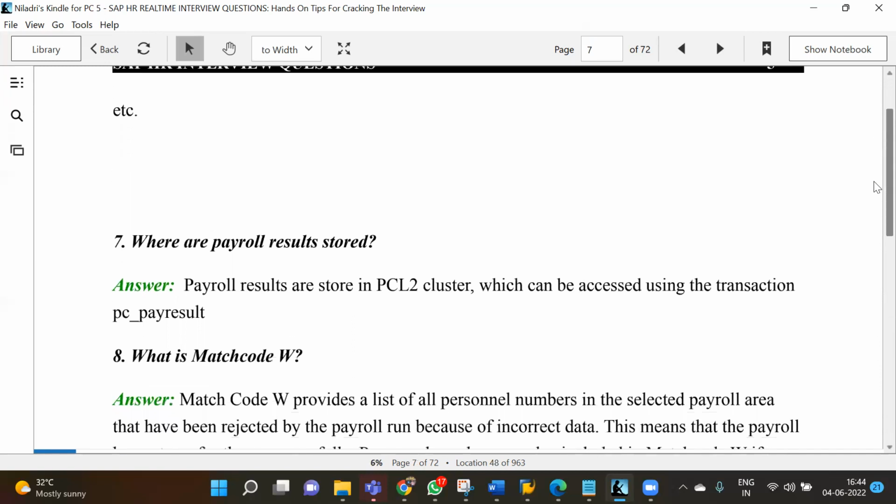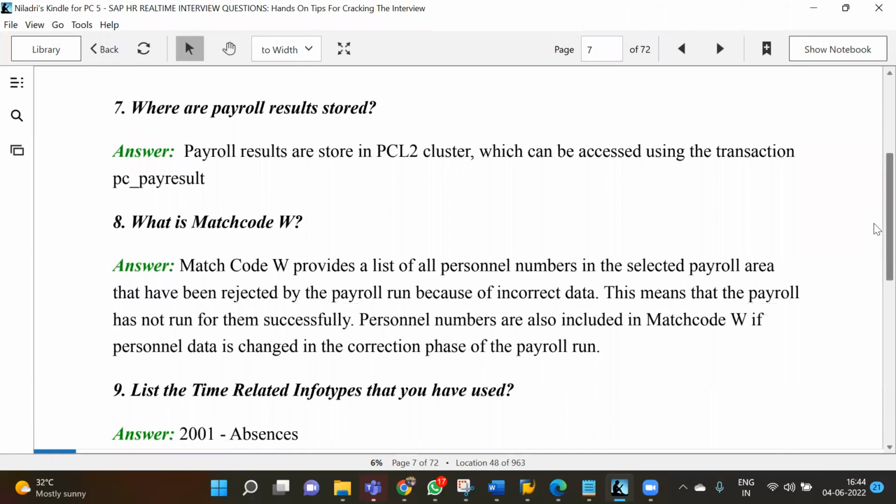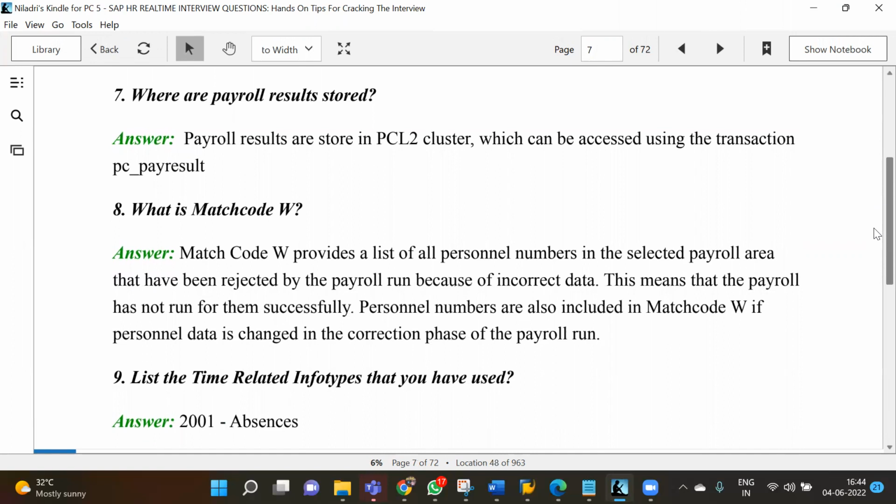Now coming to the next question, this is related to payroll, where the payroll results are stored. So this is again PCL2, where can you find them? PC_PAYRESULT. Then what is matchcode W? So basically it's a list of all personnel numbers in the selected payroll area that have been rejected by the payroll run because of incorrect data. That means the payroll has not been run for them successfully. Those personnel numbers are included in the matchcode W, so that I can change them in the correction page of the payroll.